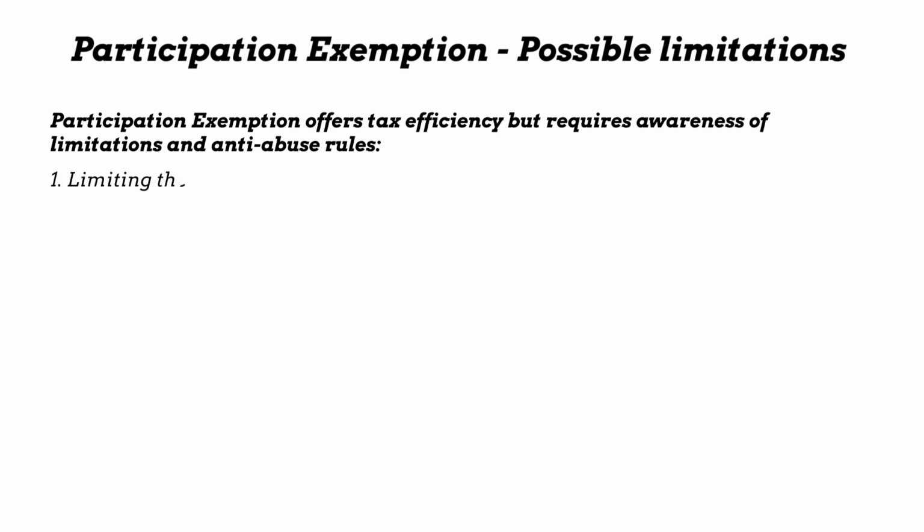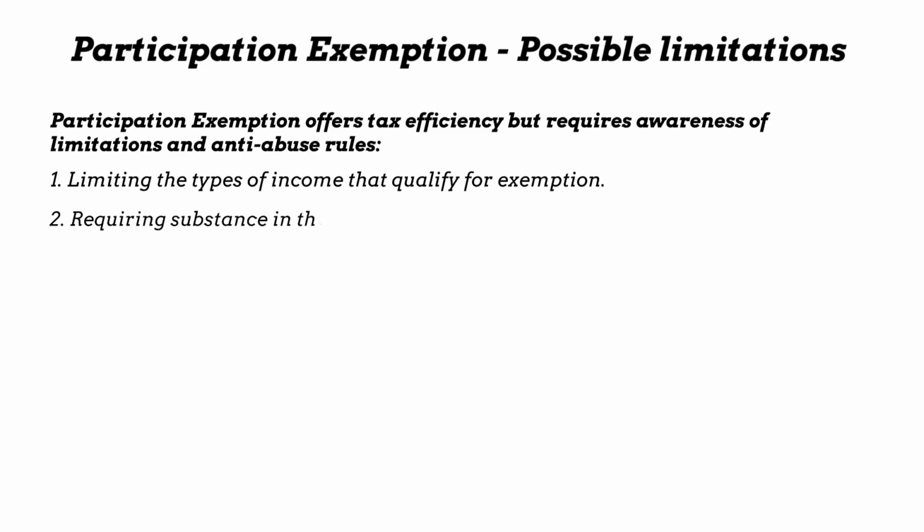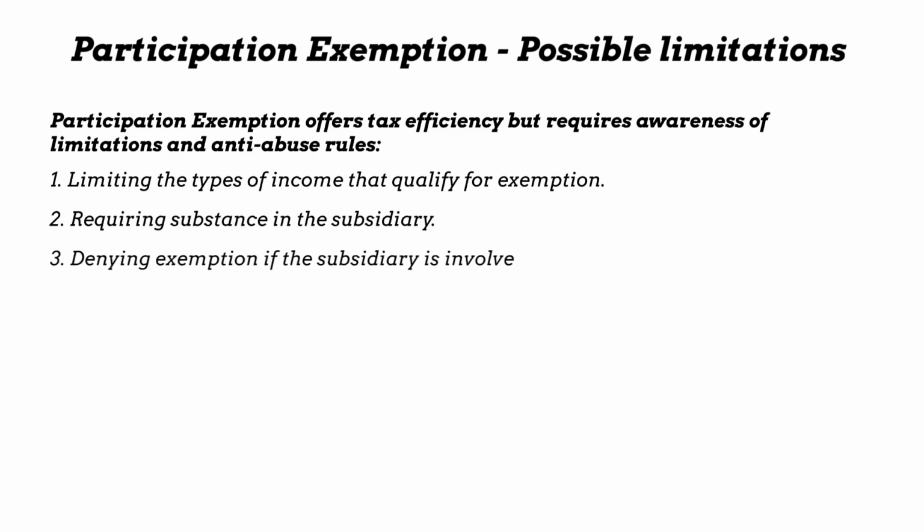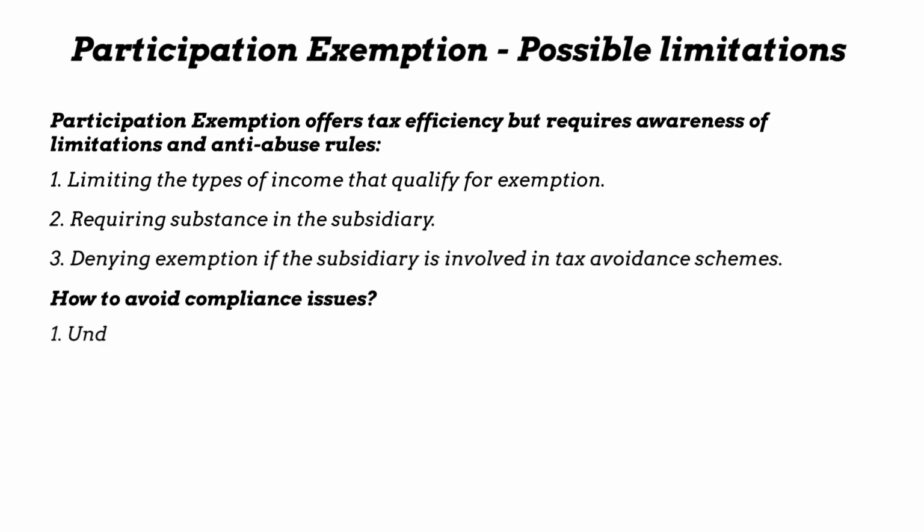While participation exemption is a great tool for tax efficiency, it's essential to be aware of possible limitations and anti-abuse rules. Some countries may have stricter requirements, such as limiting the types of income that qualify for exemption, requiring substance, i.e., genuine business activity, in the subsidiary, denying exemption if the subsidiary is involved in tax avoidance schemes.